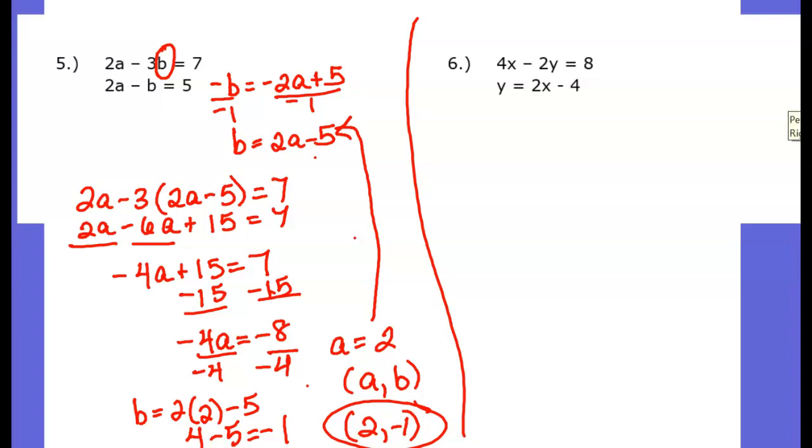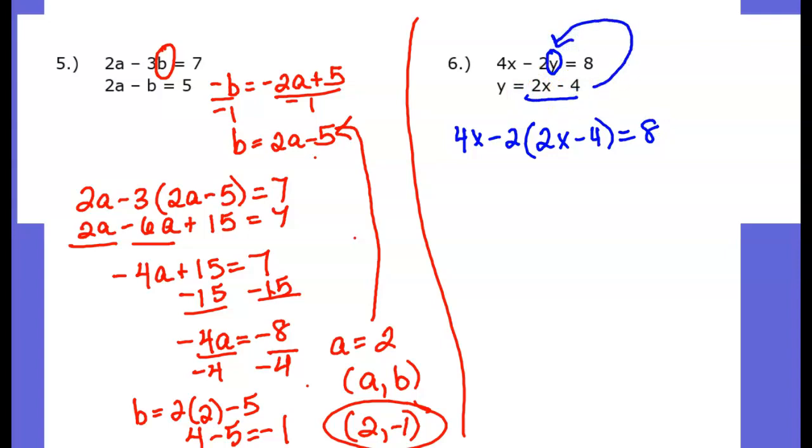All right, example number 6. I notice my y is already solved here for 2x minus 4. So that makes it easiest just to substitute into that y. 4x minus 2 times 2x minus 4 is going to be equal to 8. Okay, so I just took the 2x minus 4 and substituted it right there.